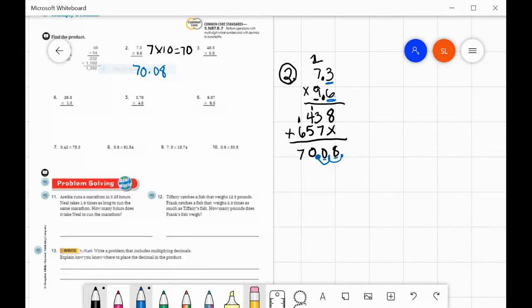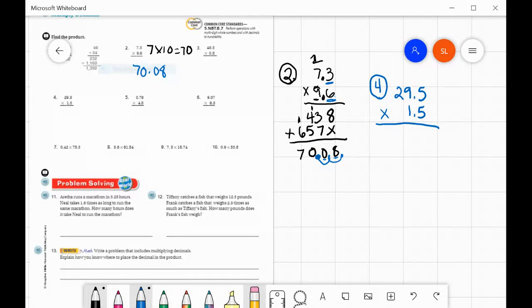All right, we're going to do the evens together. And at the end of the lesson, I'm going to go back and write down the answers for the odds so that you can have more practice if you like. All right, so we're going to skip to number 4. And I would like for you to write down 29.5 times 1.5.